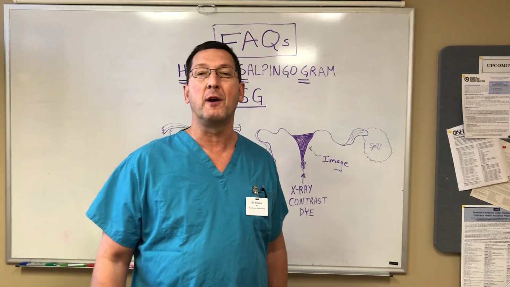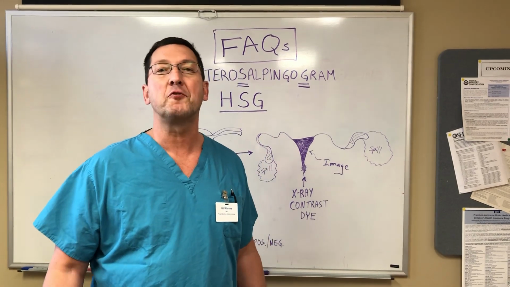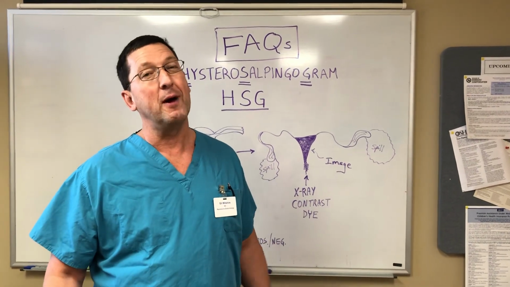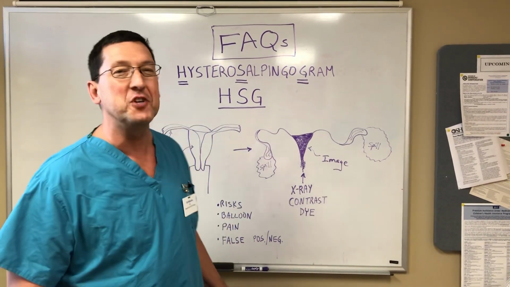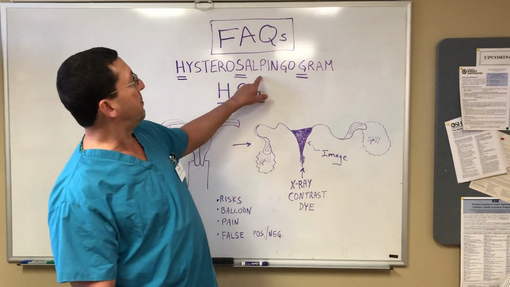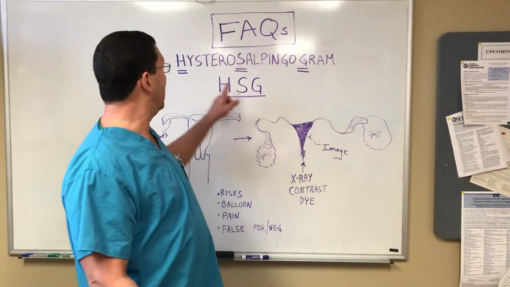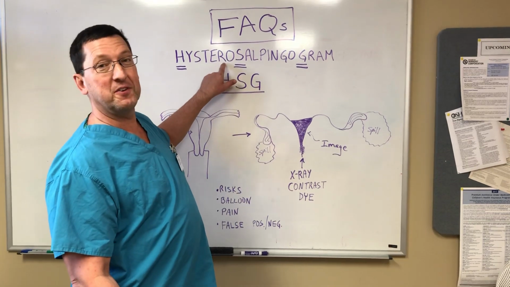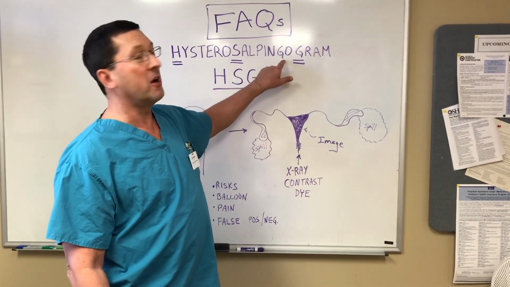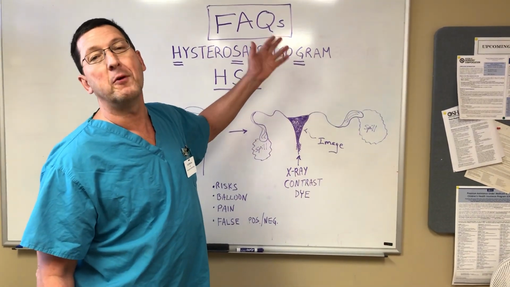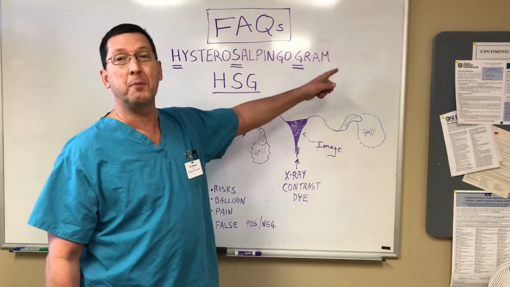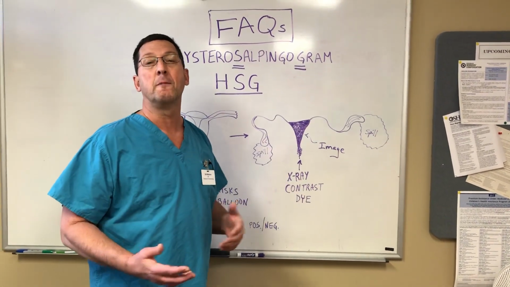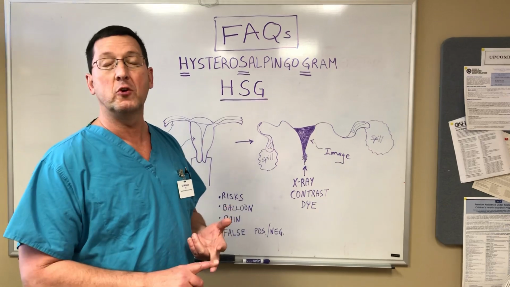Today I'm going to be talking about a very common test called a hysterosalpingogram. That's a real mouthful, isn't it? So we just call it an HSG. A hysterosalpingogram means it's the study of the uterus, which is hystero, salpingo, which really means trumpet, well, that's what tubes look like, and gram is a picture. So it's essentially a picture of the insides of the uterus and the tubes.